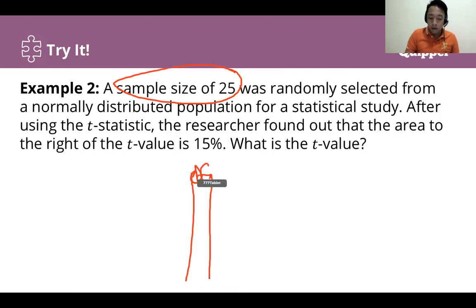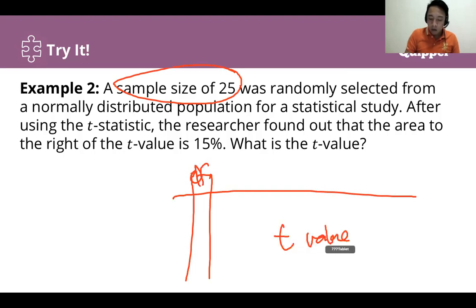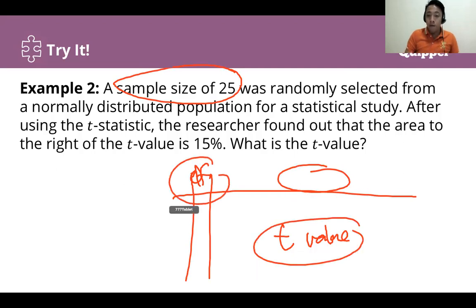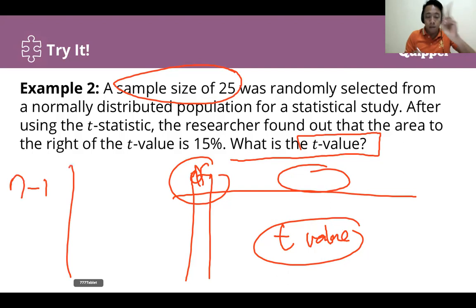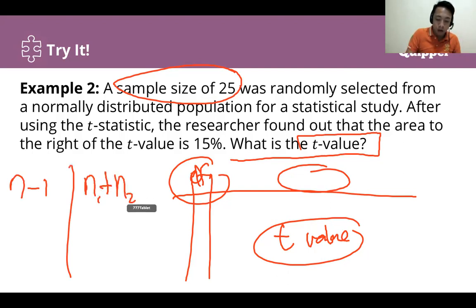Hindi given si DF, hindi rin given si T-value. Ito lang yung given. So we need to find these two. But our main focus is we need to find the T-value. So let us find first the degrees of freedom. Okay? So paano ko si degrees of freedom? We have two formulas. If we have only one sample size, then we will just use N minus 1. If we have two sample sizes, we have this formula, N1 plus N2 minus 2.